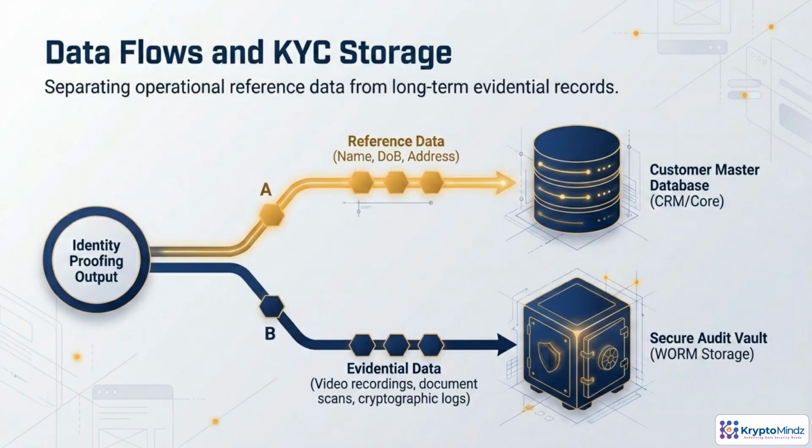Once identity proofing completes, the output splits into two different life cycles. First, stable reference data like name, date of birth, and address is extracted. That lives in the customer master systems and is used every day for KYC and servicing. Second, the heavy evidential data goes to a secure audit vault. That includes videos, document scans, and cryptographic logs, retained immutably for disputes and regulatory inspections.